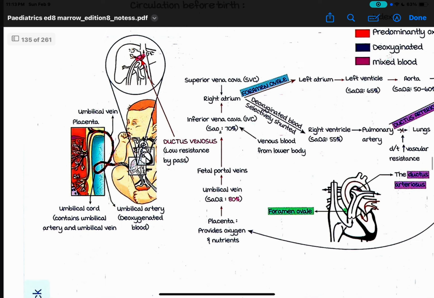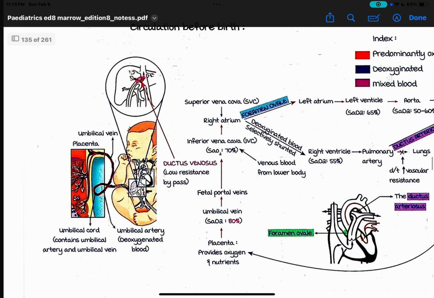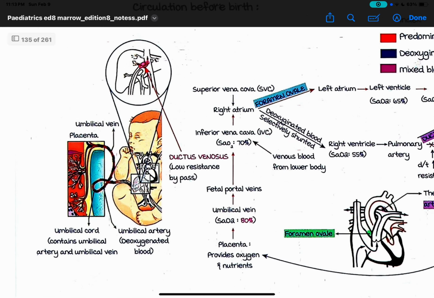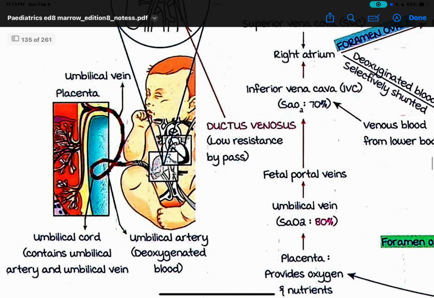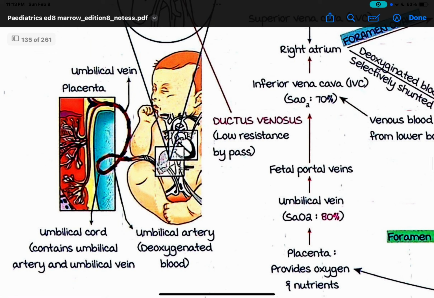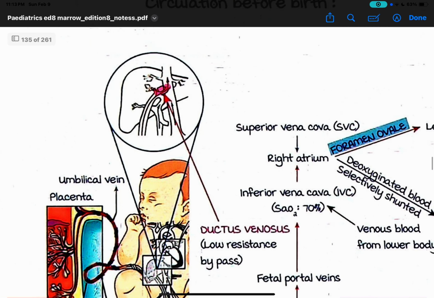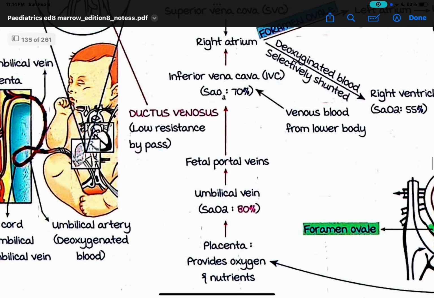This is the diagram for circulation before birth. Starting from the placenta, the umbilical cord contains the umbilical artery and umbilical vein. Placenta, umbilical vein. Umbilical artery, deoxygenated blood is going to the placenta from the fetus, and then coming from the placenta to the fetus.